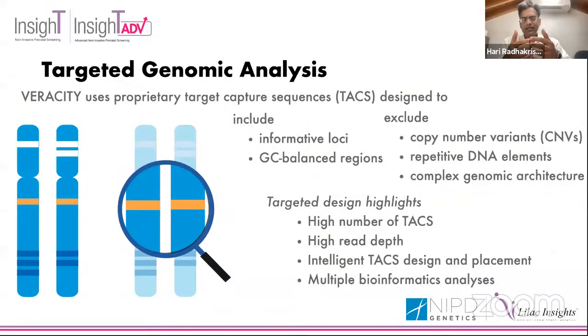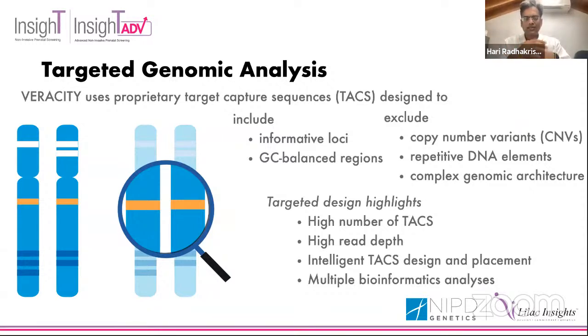So the first thing is that it's a targeted genomic analysis, which means that we specifically select regions which give us a lot of information, which have GC balance, so we don't have to worry about amplification and sequencing biases. And we get rid of regions where there are known copy number variants or repetitive elements which can reduce the accuracy of the test.